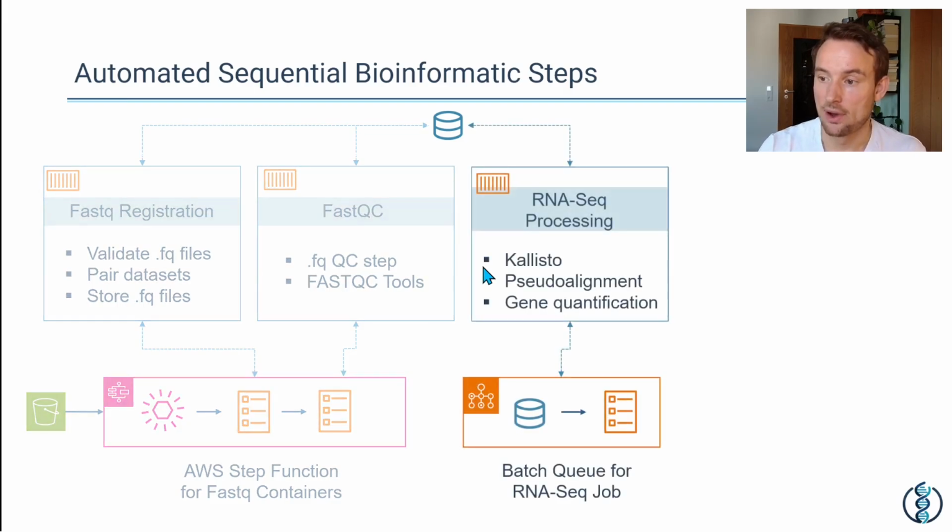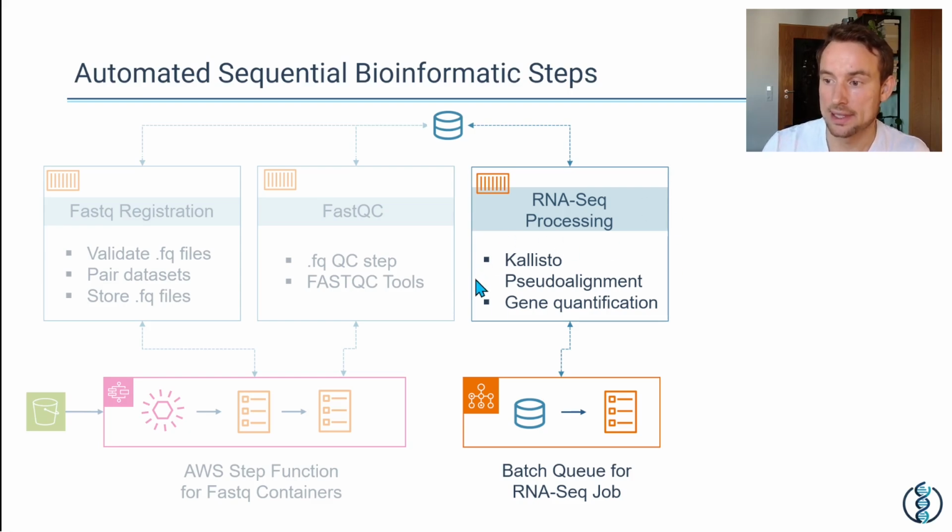Then after we performed this FASTQ registration, we have an RNA-Seq processing step, which is the core of each RNA-Seq bioinformatics workflow. We need to perform the read alignment, so we need to match the individual reads to the genome and quantify genes and transcripts that we can then use for actually performing the differential gene expression. In this case, we use Kallisto for RNA-Seq processing, which is a super fast pseudo-alignment tool that can analyze large numbers of samples in relatively short time with limited resources.